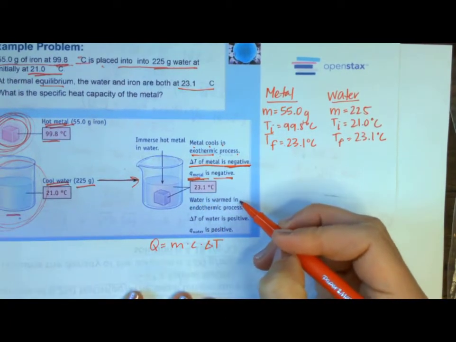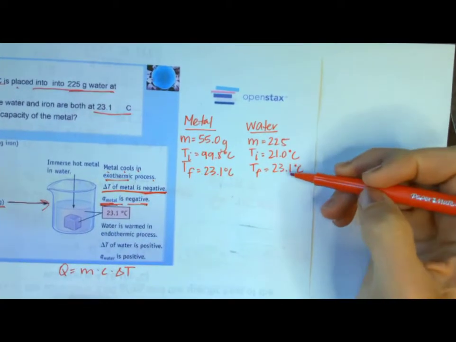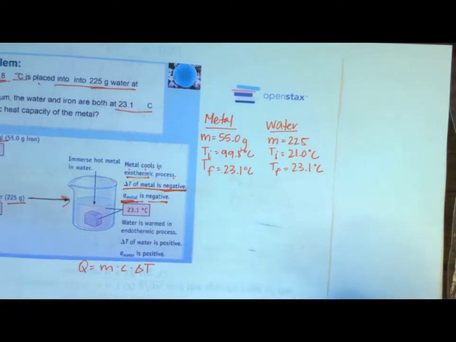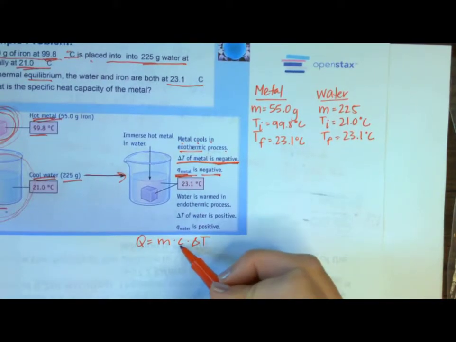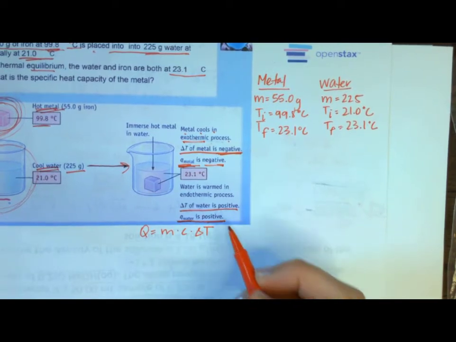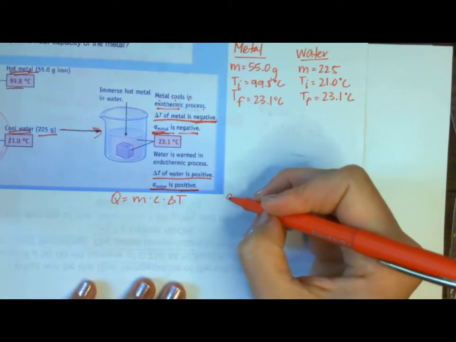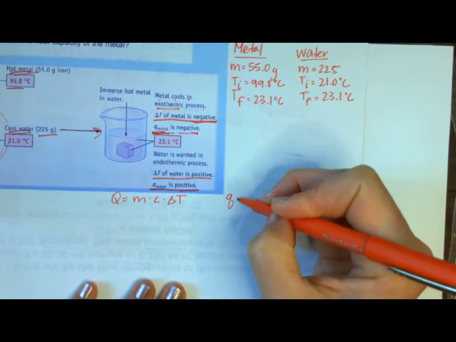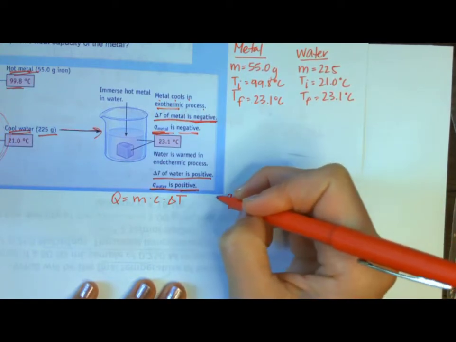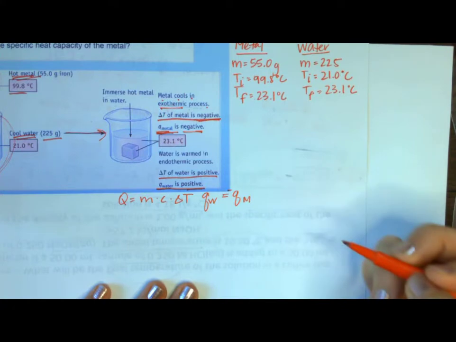The water is warming up though, so it's an endothermic process. The change in temperature of water is positive. If I look at this, my final temperature is 23, but I started at 21. So my change in temperature is a positive number. So positive times positive times positive, my Q is positive. And that would make sense if you think, remember us learning that the Q of, let's say, my metal has to be equal and opposite to the Q of my water.